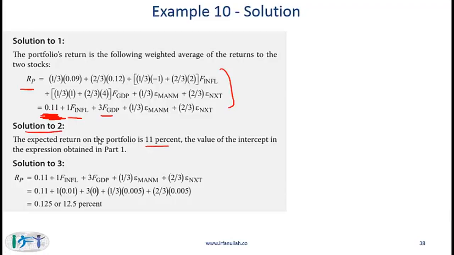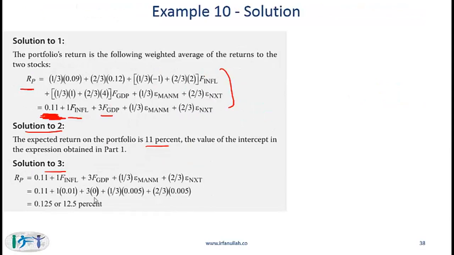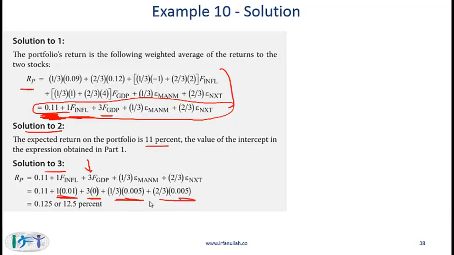So that was actually question number 2. What happens if there are no surprises? And then what was question number 3? Question number 3 said that the surprises in inflation and GDP growth are 1% and 0%. So there is no surprise in terms of the GDP growth number, but inflation is 1% higher than expected. We are also told that the error terms are 0.5%. So what we do is plug into the formula that we arrived at over here. For inflation, you plug in 1%, and remember, it is always safer to work in decimals. So you plug in 0.01. For the GDP surprise, you plug in 0, and then 0.5% becomes 0.005. You plug in these numbers and you have an expected return of 12.5%.